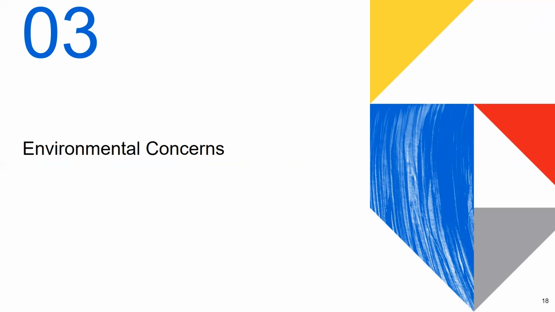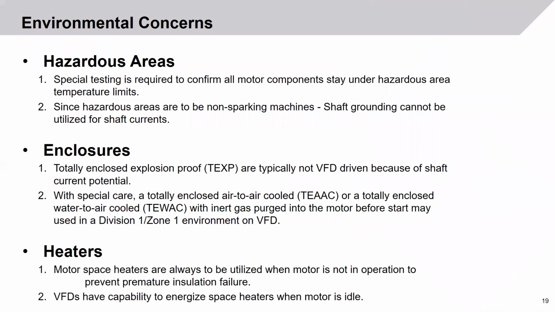Environmental concerns. So what are the environmental concerns when you're applying a motor on a VFD? So first of all, you have to look at the hazardous area. If you're looking at specifically a Division 2 or Zone 2 area, or Division 1, Zone 1 as well, for Division 2 or Zone 2 areas, special testing is required to confirm all motor components will stay under hazardous area temperature limits.